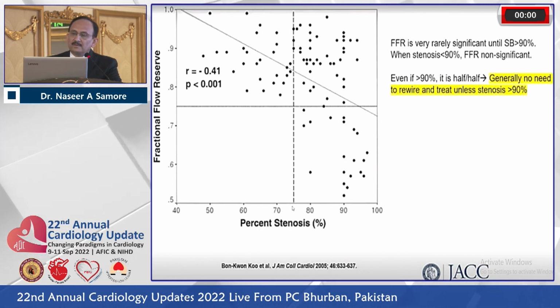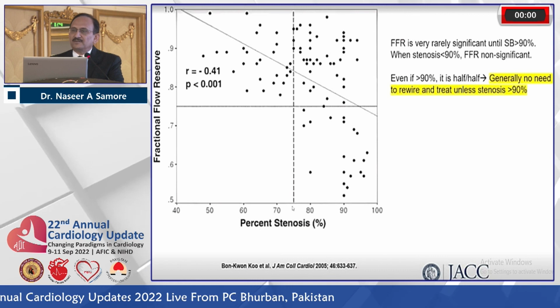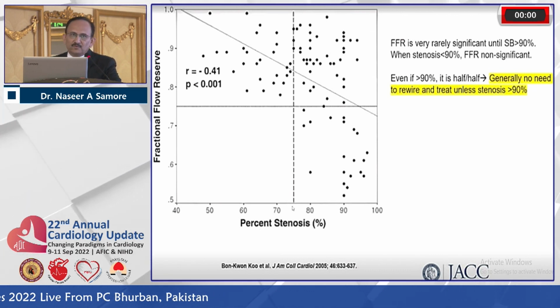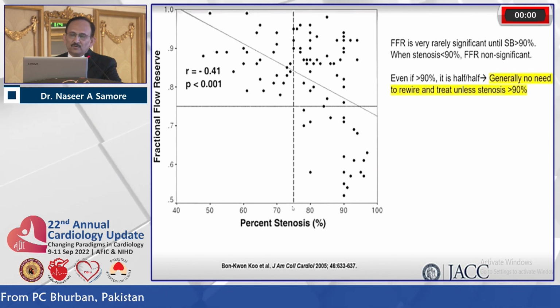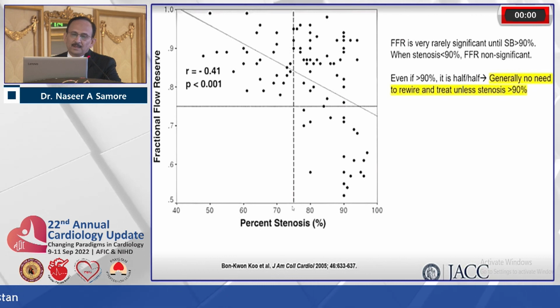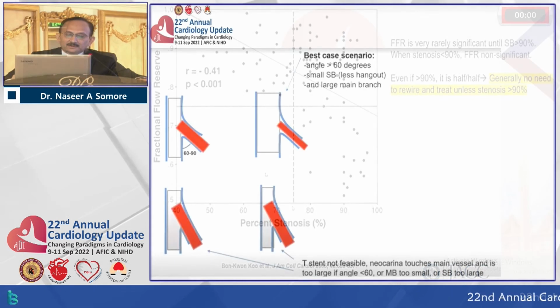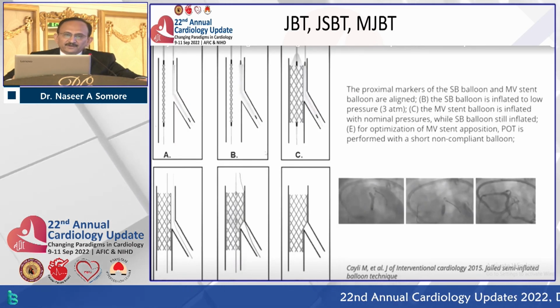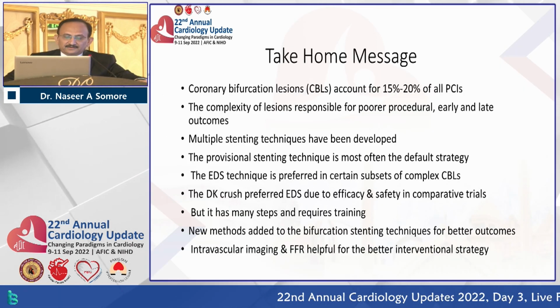So this is the relevance of FFR in these patients. Most of the time, angiographically we see that the lesion is critical, but if you do the FFR, according to this data, the TAP technique is the most commonly done technique. In the upfront two-stent technique, DK Crush is the best technique.